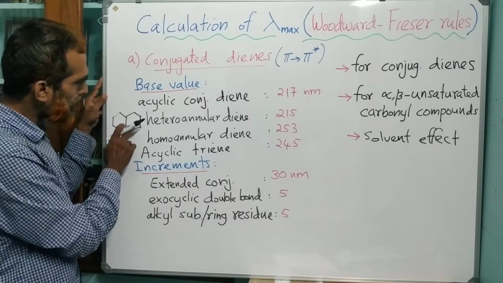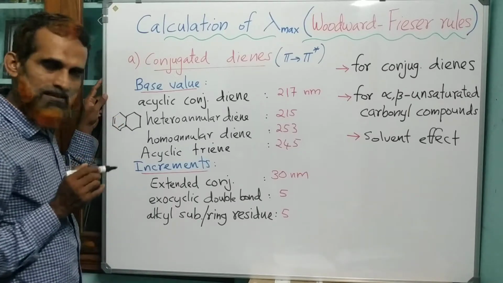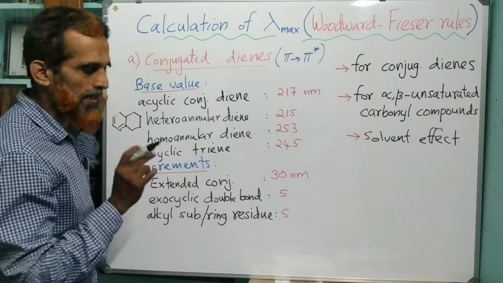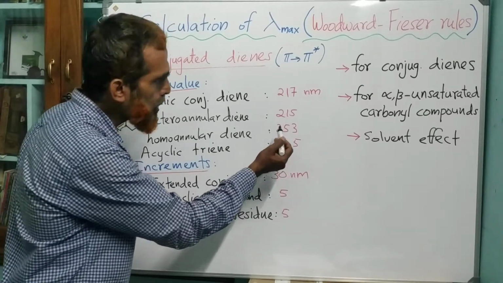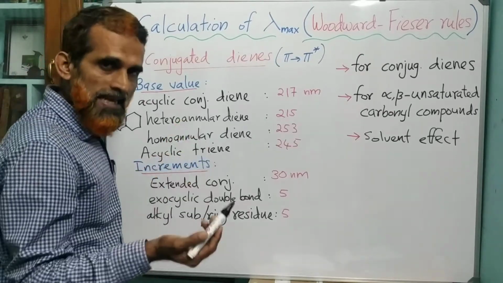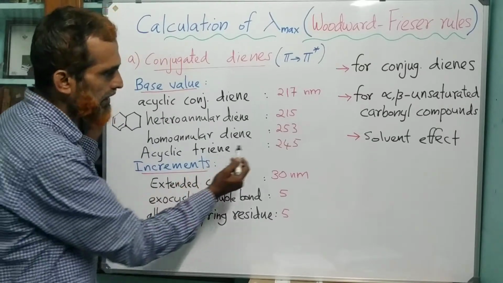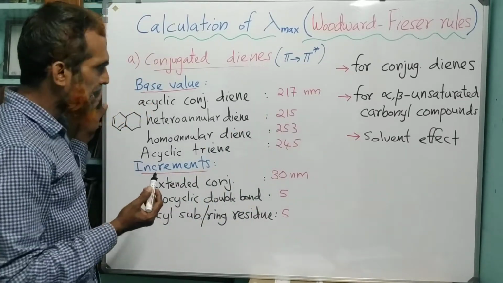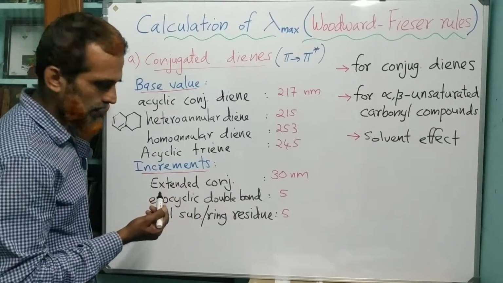If it is homoannular, that means both the conjugated double bonds are in the same ring like this, then it is called homoannular. Annular means ring. For a homoannular diene, the base value is higher. Notice that, 253 nanometer. And if it is an acyclic triene, suppose your compound is open chain, conjugated, then we take 245 nanometer. These are the base values to be kept in mind. And then we add some increments based on various features.